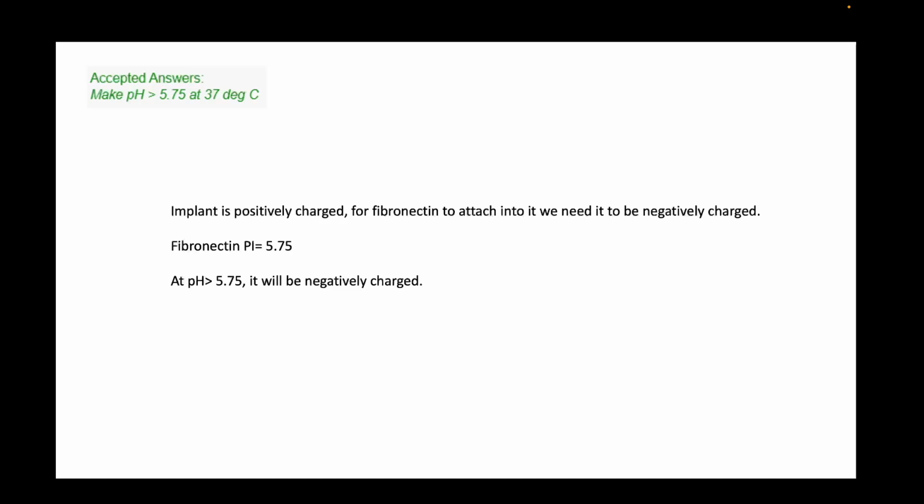And since the pI of fibronectin is 5.75, at pH values above this pI, fibronectin will have a net negative charge. So we have to make the pH more than 5.75 at 37 degrees to promote maximum attachment. Since the solution pH should be above the pI of the fibronectin to carry a negative charge and bind effectively to the positively charged surface.